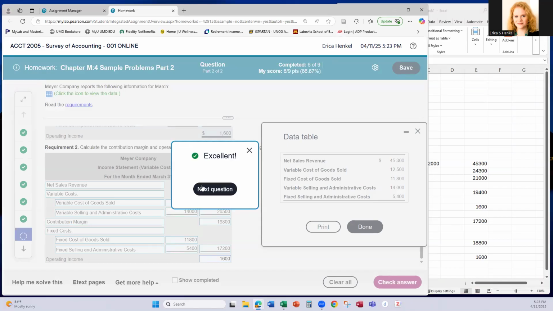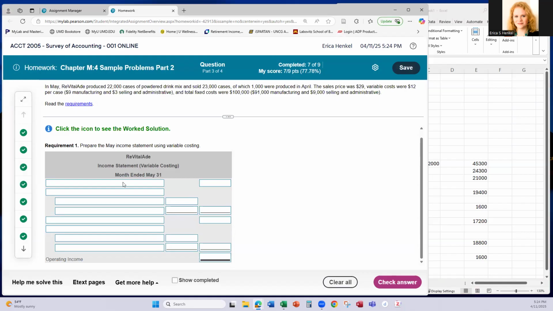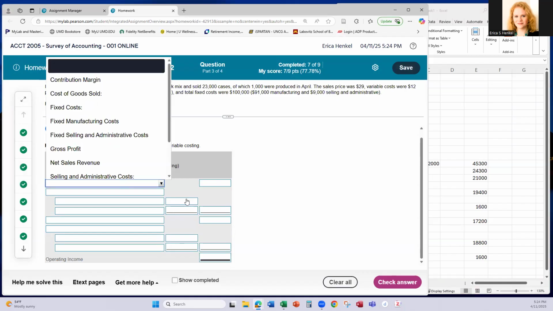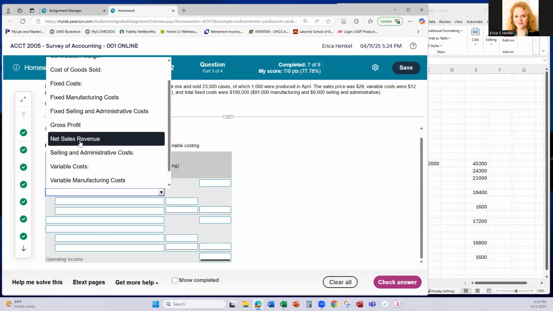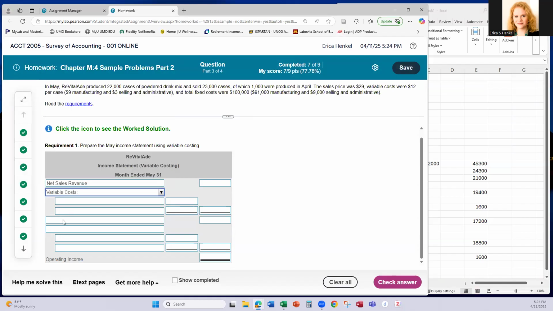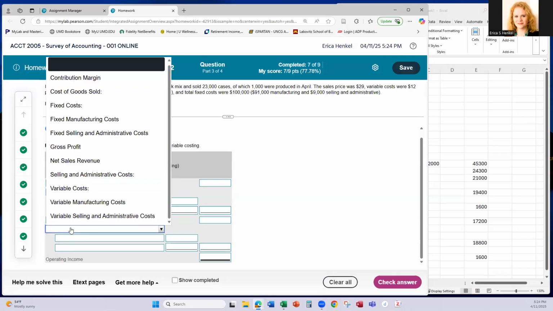And let's see what we have here now. One last problem here, I think, or do we have two more? Oh, two more still. All right. Another variable costing one here. Okay. So same format as before, net sales revenue and variable costs and contribution margin and fixed costs.